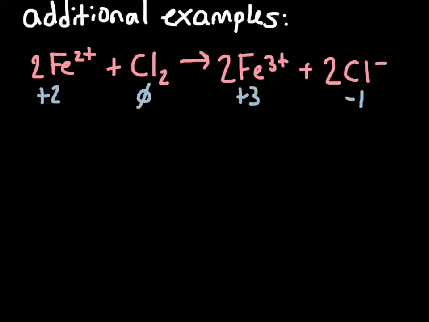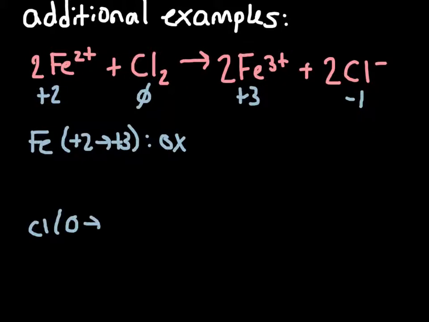Now I'm going to take each of the atoms themselves and look at what's being oxidized and what's being reduced. If I have iron 2 plus, it is going from a plus 2 to a plus 3 value. Therefore, it has lost an electron and it is being oxidized. Chlorine is going from a 0 to a negative 1. It has gained an electron, therefore it is being reduced.